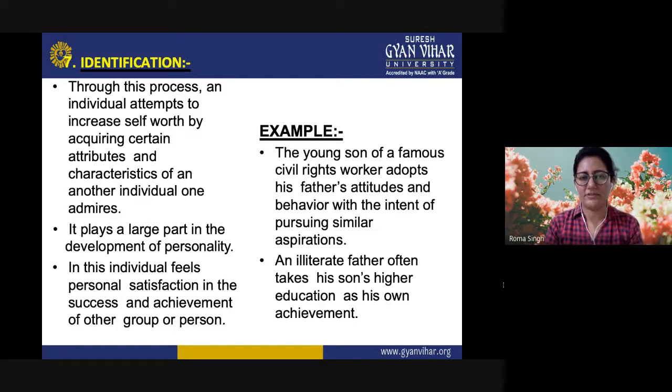Then the next defense mechanism is identification. Through this process, an individual attempts to increase self-worth by acquiring certain attributes and characteristics of another individual one admires. It plays a large part in the development of personality, and the individual feels personal satisfaction in the success and achievement of another group or person. For example, we can say the young son of a famous civil rights worker adopts his father's attitudes and behavior with the intent of pursuing similar aspirations.